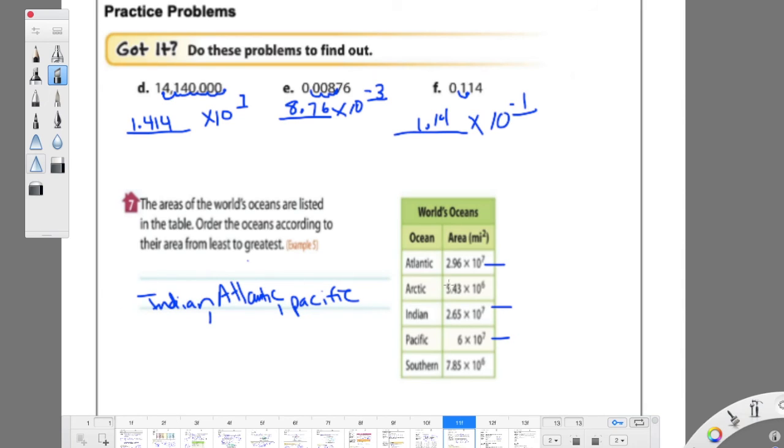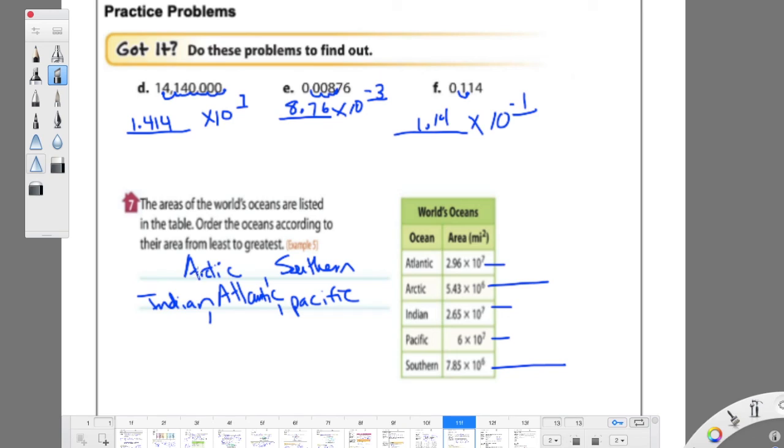All right, so now we have 6 and 6. So we know they have the same number of digits. Now we just need to look at this number in the front here. 5.43 or 7.85. Well, 7's bigger than 5, so it's going to be Southern. And then the smallest is going to be the Arctic.